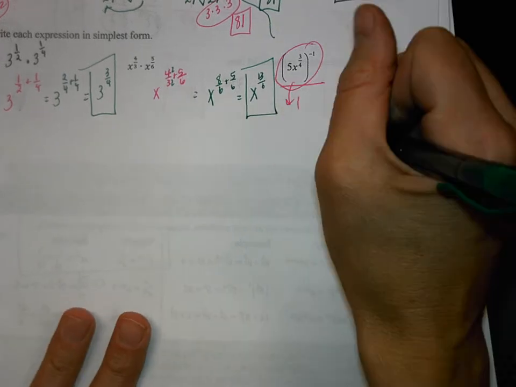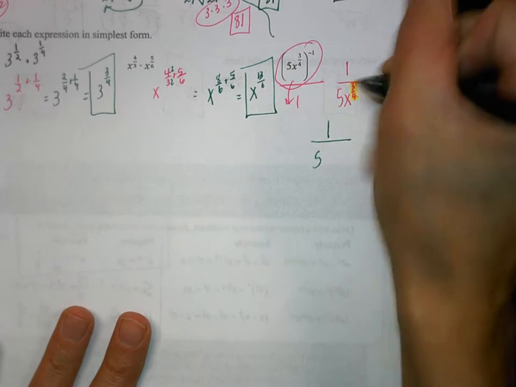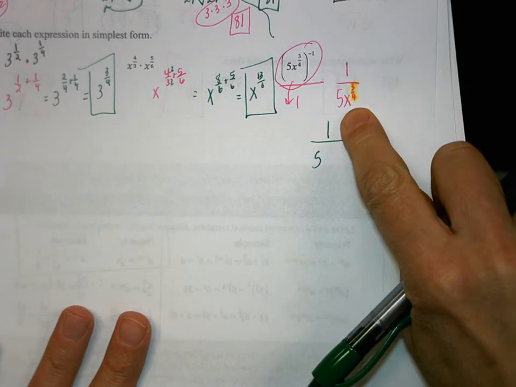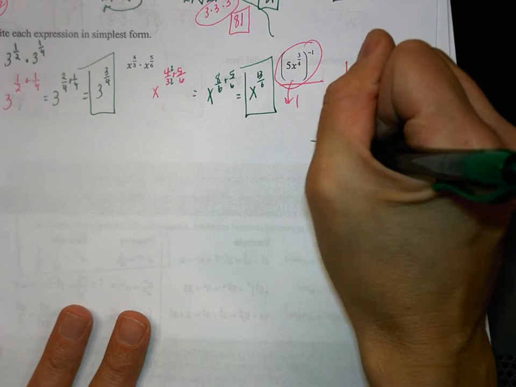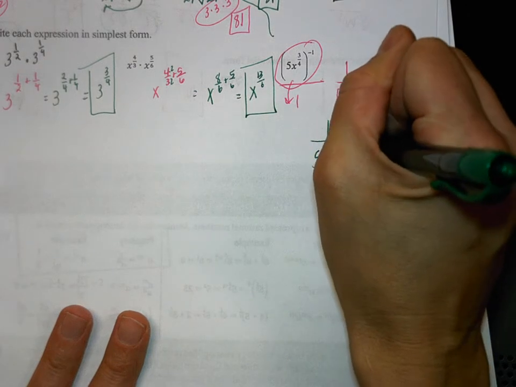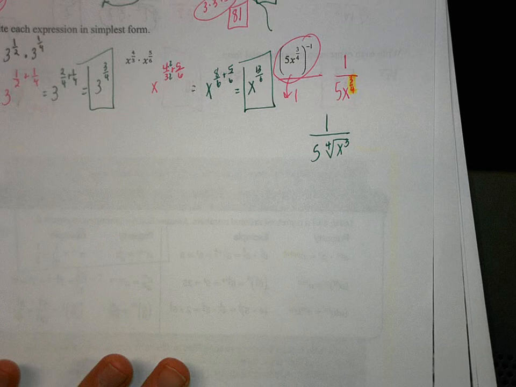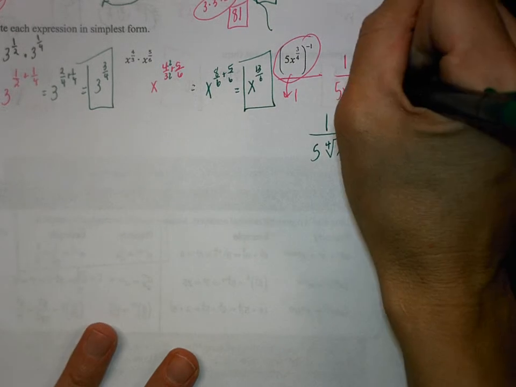And so I'm going to rewrite this so that you can see it better. So this is really 1/5. The 3/4 is only touching the x. And so this means that we'd have the 4th root of x to the 3rd power, like that. Does this make sense why this is the only thing in the radical?